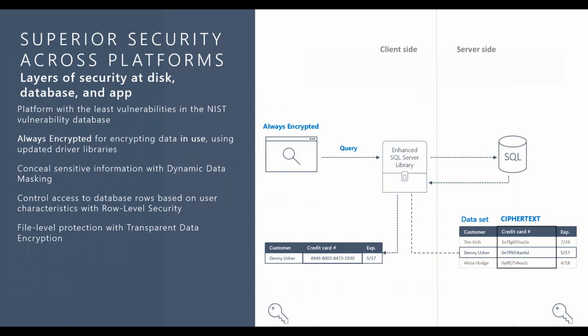And this also works between on-premises and cloud. So if I have apps on-prem that are running in the cloud, I can turn on Always Encrypted, and I never have to worry about my data being stored in the cloud and being stolen or decrypted from the cloud. And I never have to worry about data moving in and out of the cloud, that every time it leaves the client, it's encrypted.